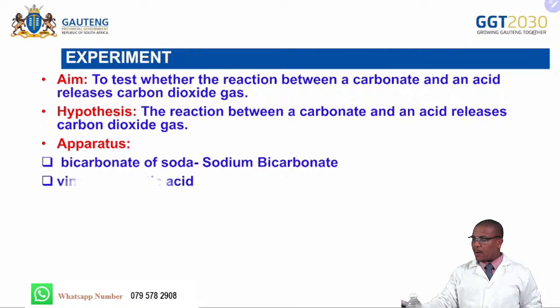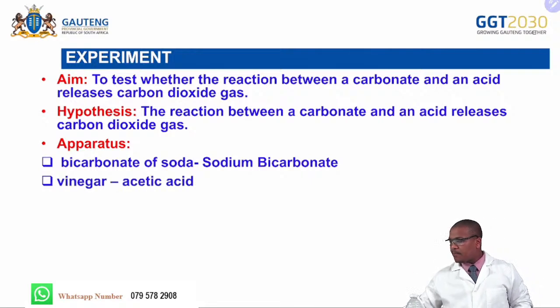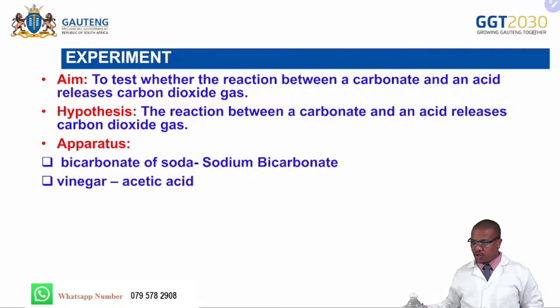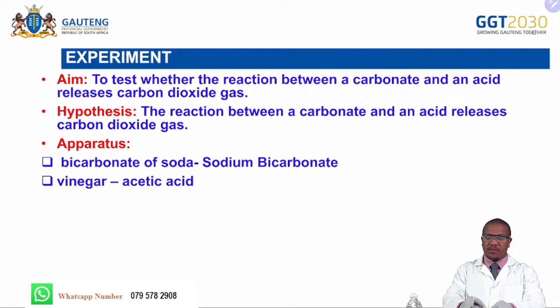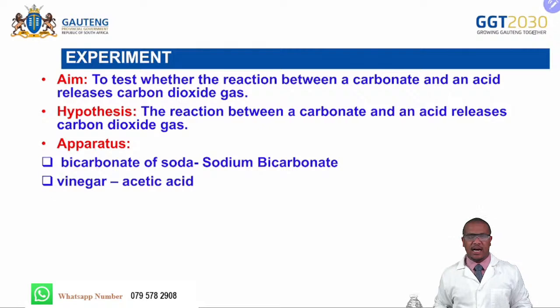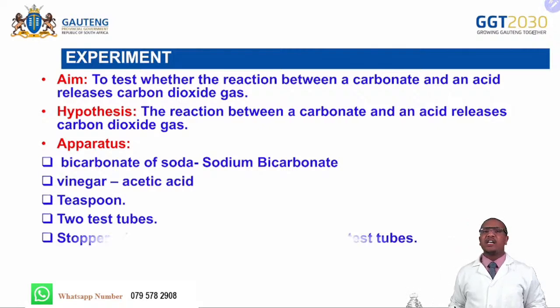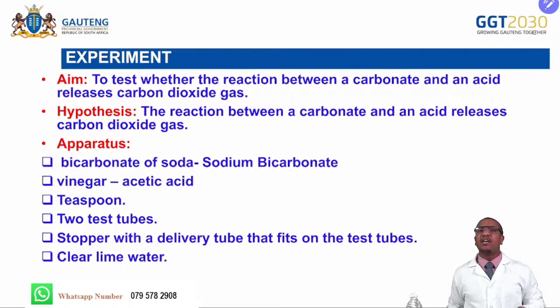Now, let's look at the apparatus that we're going to need then, right? We're going to need bicarbonate of soda, vinegar, lime water, teaspoon or spatula, 2 beakers, 2 test tubes, a stopper, and a delivery tube, right? That's what we are going to need for our experiment, right? So now let's just take a minute to copy down the apparatus. Then after that, we get straight away to our experiment.